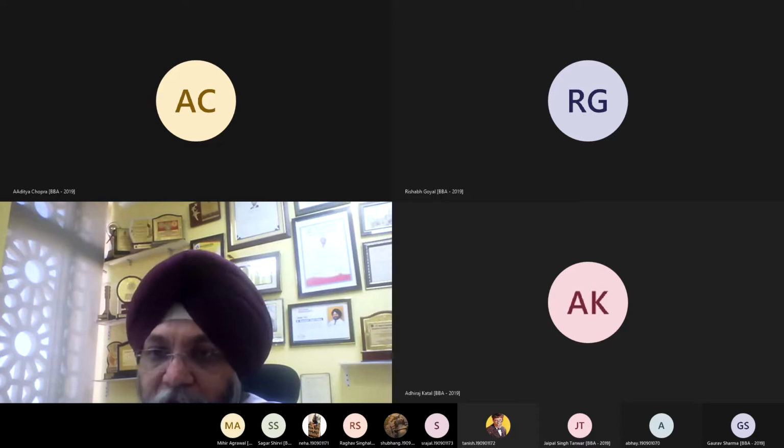Let me have a look at who is there in the class. Aditya Chopra, Abhay Singh, Adhiraj, Gaurav Sharma, Jaipal, Mihir, Neha, Raghav, Rishabh, Sagar, Shubhang, Srajal, Tanish.